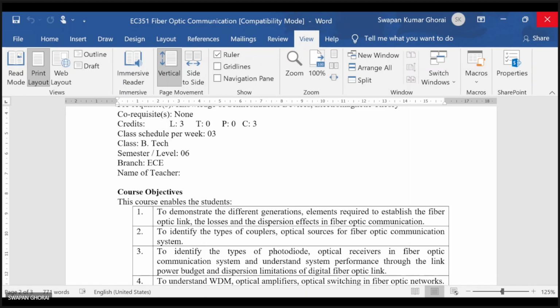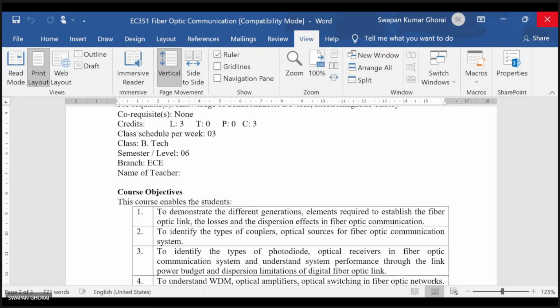So you need some optical sources, and these sources can be coherent sources or incoherent sources. Those we discussed, and those are included in this course. Optical sources can also be of various types.